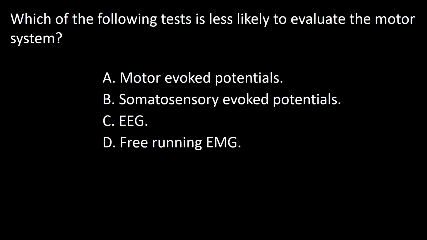Next question. Which of the following tests is less likely to evaluate the motor system? A. Motor evoked potentials. B. Somatosensory evoked potentials. C. EEG. D. Free running EMG.